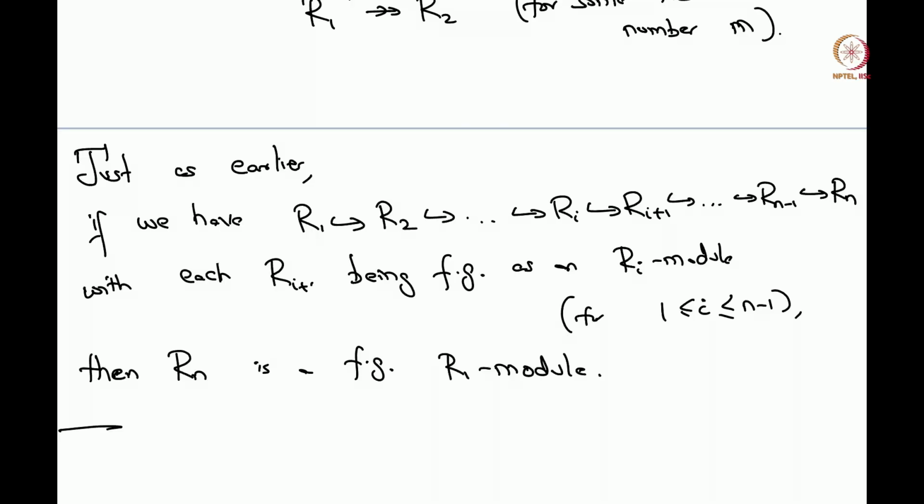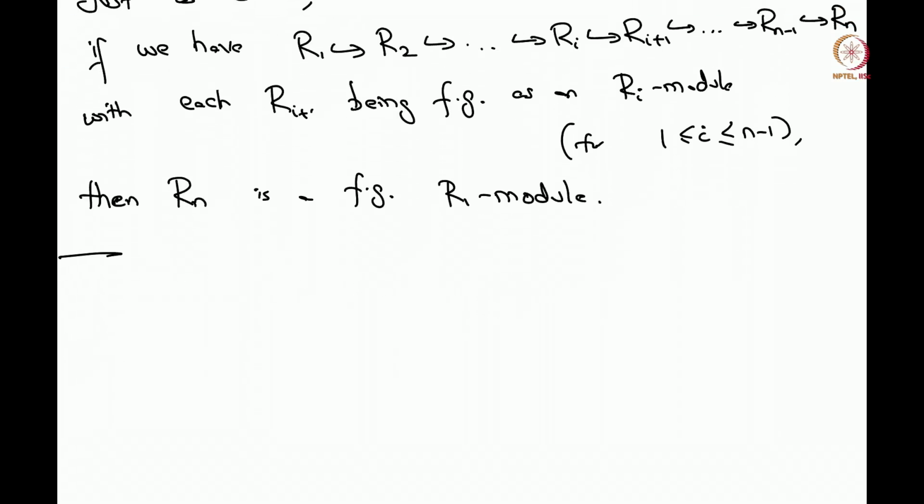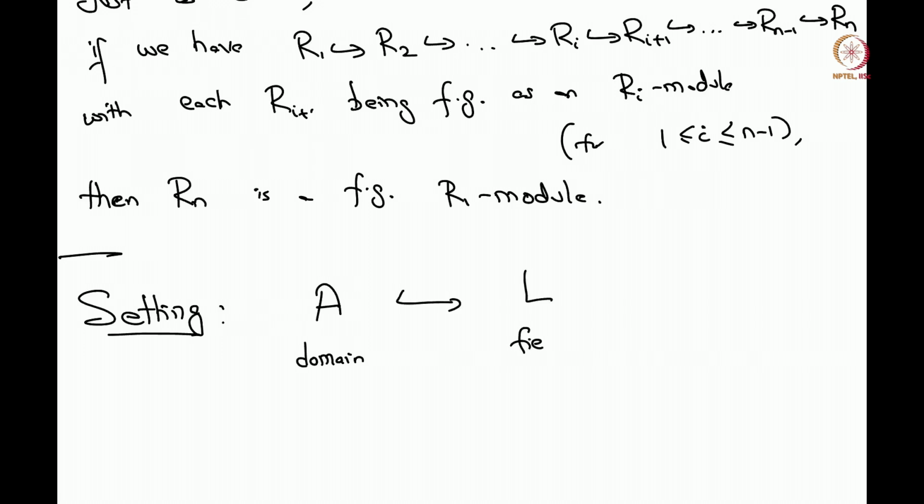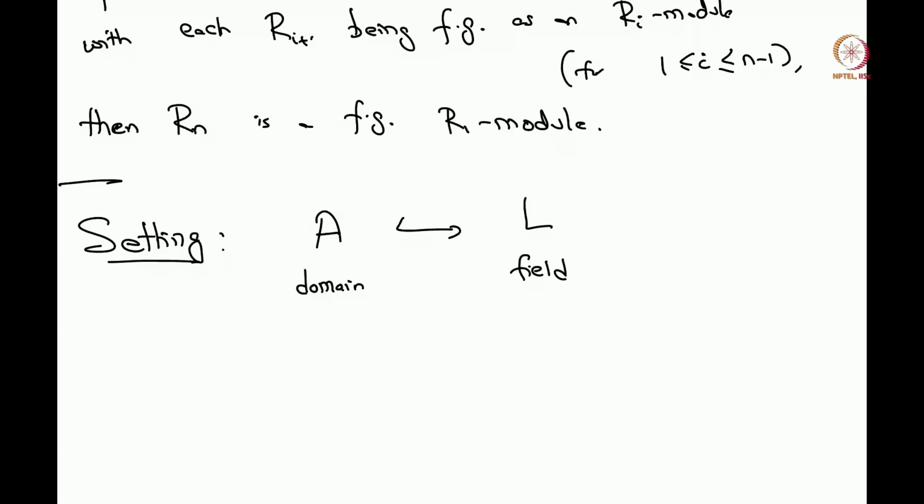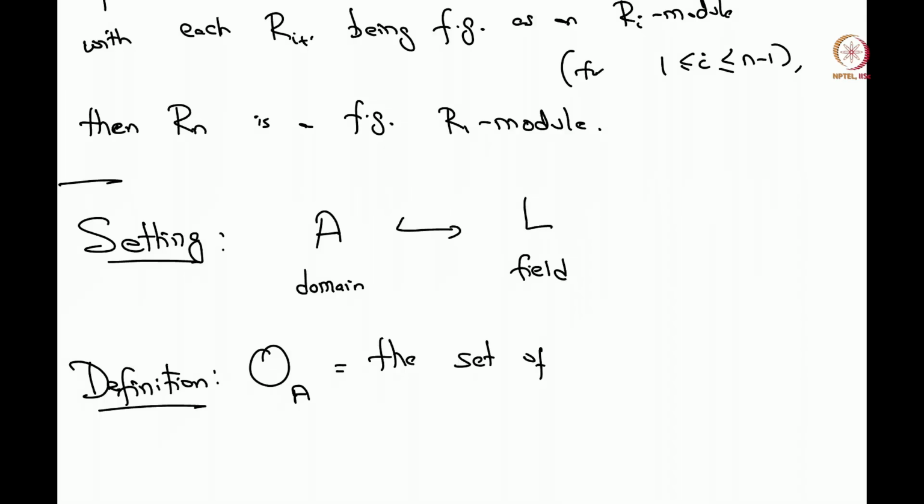So we'll come back to our course now. So what's the setting? We have a domain A that sits inside a field. Let's call it L. Okay, so I want to make a definition. I'll call it OA. It's the set of elements of L that are integral over A.